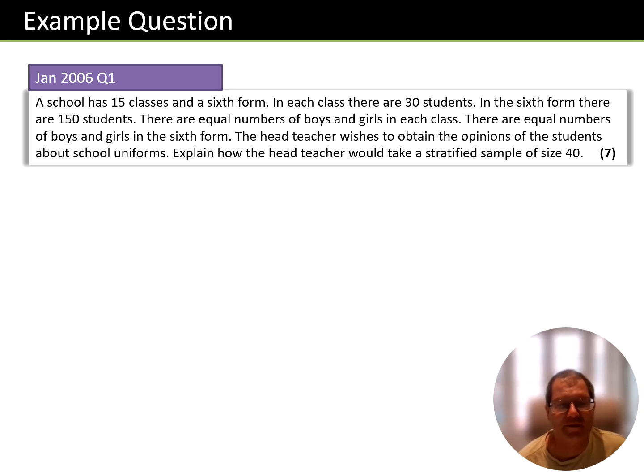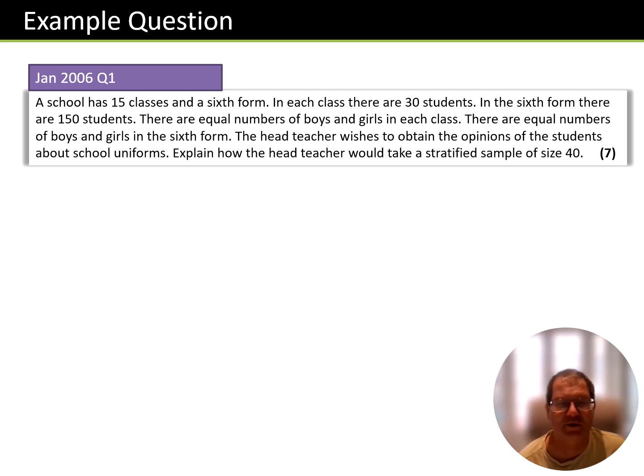Okay, so we now have an exam question on stratified sampling from 2006. A school has 15 classes and a sixth form. In each class there are 30 students, and in the sixth form there are 150 students. There are equal numbers of boys and girls in each class and equal numbers of boys and girls in the sixth form. The head teacher wishes to obtain the opinions of the students about school uniforms. Explain how the head teacher would take a stratified sample of size 40.